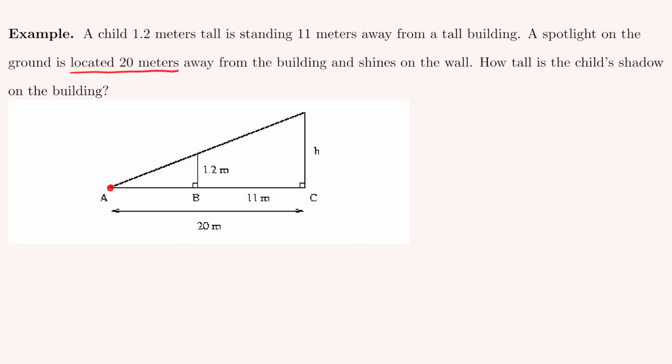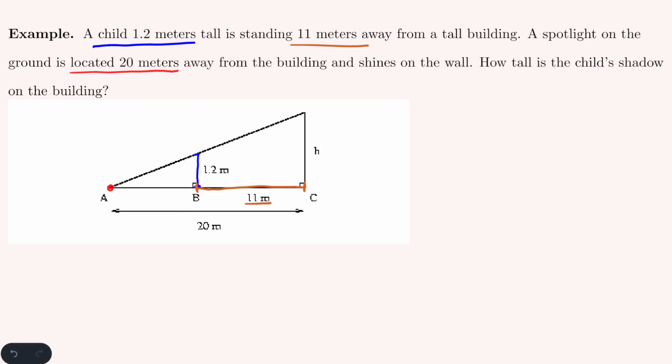Let's take a moment to make sense of this diagram. So here we are told the child is 1.2 meters, and we see this vertical height is 1.2 meters, so it makes sense that this is the child represented in the drawing. And we're told the child is standing 11 meters away from the tall building. Well, we see 11 meters here as this horizontal distance from B to C. That's our 11 meters. So at point C, we've got our building.